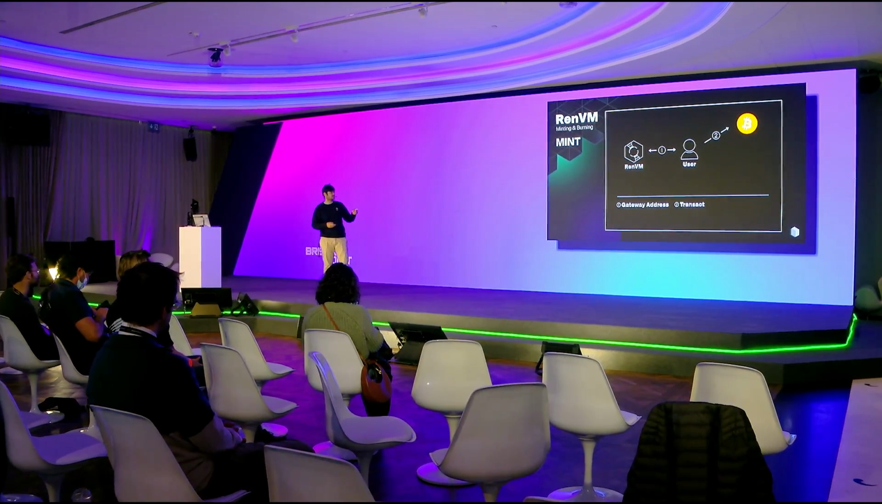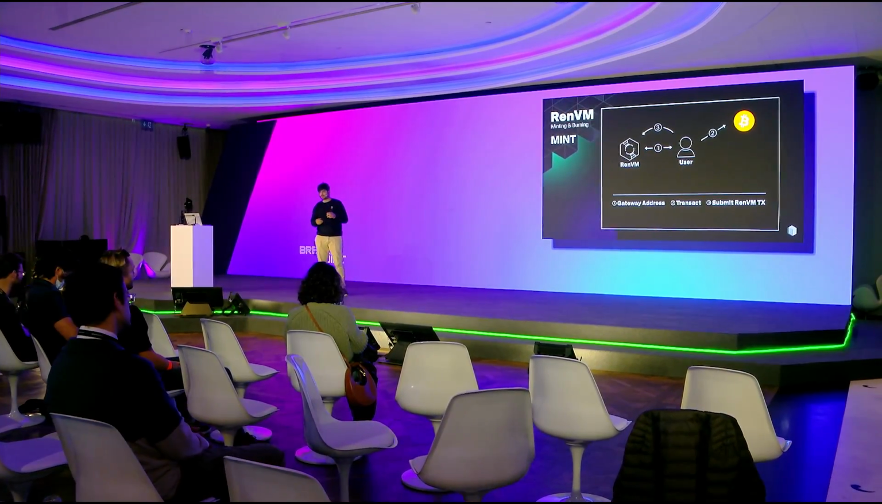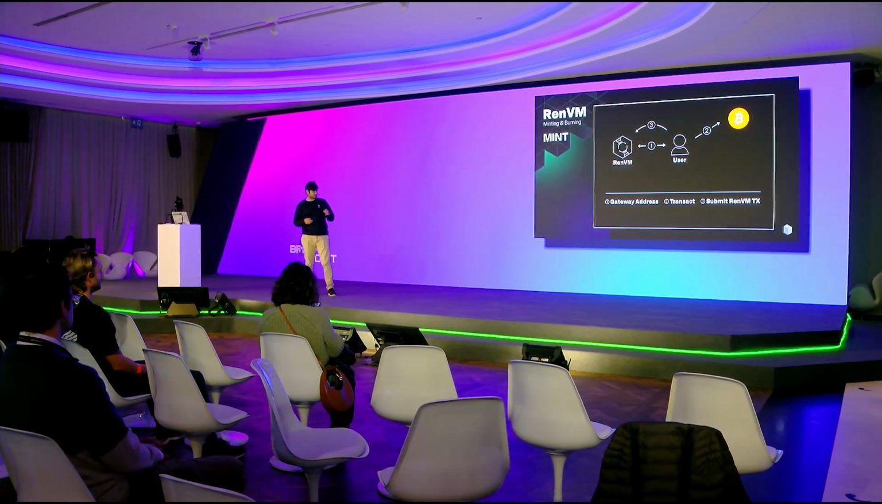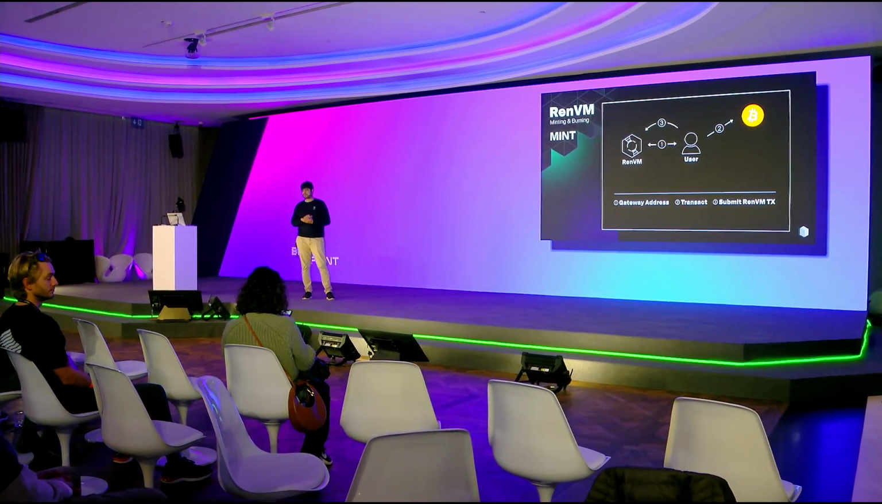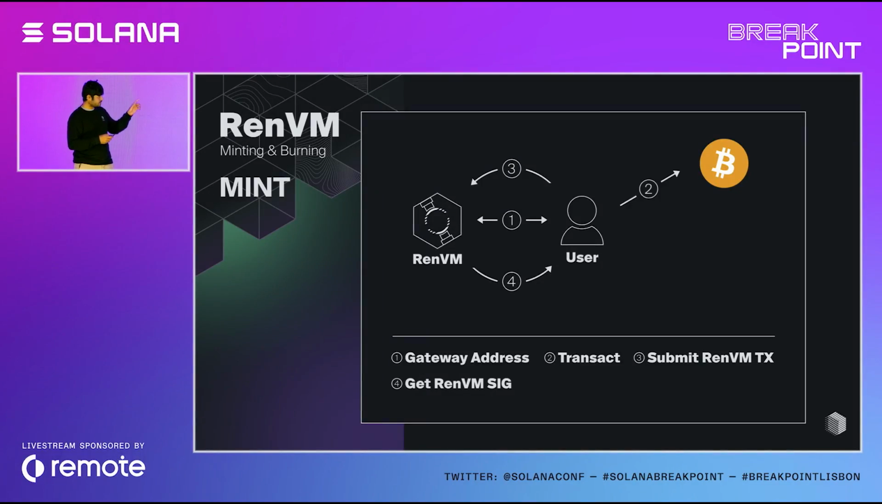Once you do your Bitcoin transaction, you submit a RenVM transaction to RenVM. This transaction includes fields like the transaction hash and the out point. RenVM waits for some confirmations for your transaction to be confirmed from RenVM's point of view, and once it verifies all of this data is true, and that there have been a sufficient number of confirmations, then it gives you a signature.